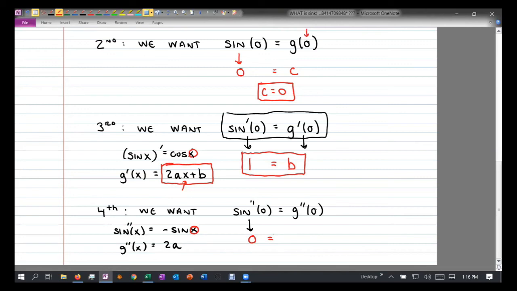Careful, we're plugging in 0 for x, right? And there is no x here, so 2a. And then can we solve for a? Yes, by dividing by 2. Zero. You get a is 0, right? So that's it.